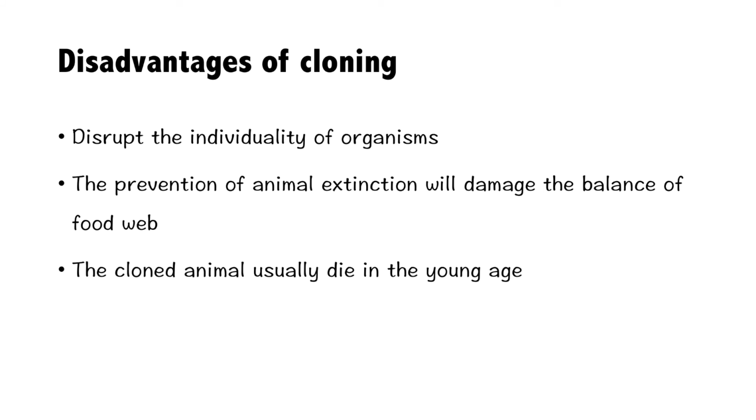First of all, it will disrupt the individuality of organisms. Second, the prevention of animal extinction will damage the balance of the food web. It is not a simple problem we can easily deal with. It is unstoppable. Third, the cloned animals are also individual organisms. They live uniquely. They move differently. But because they are cloned animals, the skills of cloning are still not perfect. The cloned animal will die at a young age, which is very unfair to them.